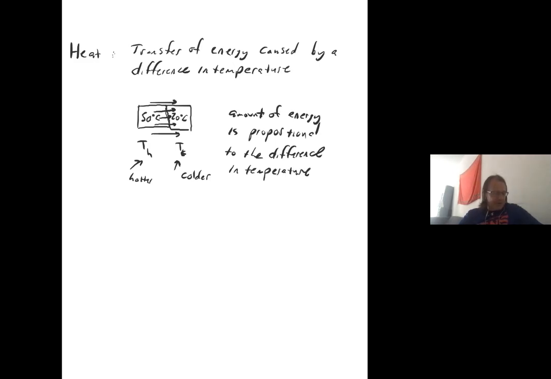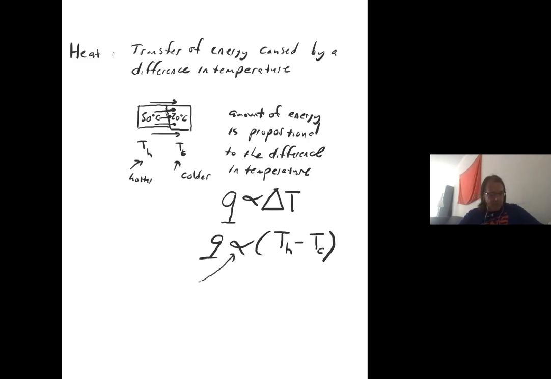Okay, so let me write it this way. I'm going to use the symbol Q for heat, lowercase q. So Q is the symbol we're using for heat, is proportional to the difference in temperature, delta T, where delta T is the difference in temperature between the hotter object and the colder object. Okay, so Q. Hope you're familiar with this symbol here. This means proportional to. In other words, it's not equal to, but if you double the difference in those two temperatures, you double the amount of heat that transferred. This symbol over here is called delta. And what it means is difference in.